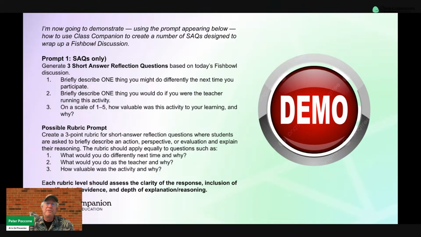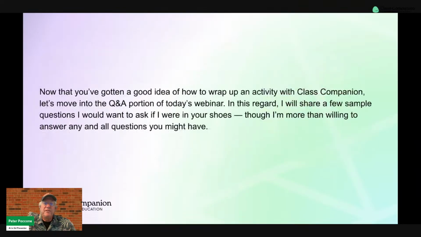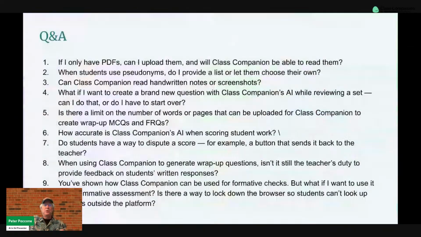Fish bowls, whatever the case might be. It's a long list. So now that you have an idea of how that works, what I would like to do is move this to the Q&A portion of today's webinar. And I've given you a whole bunch here that you can look over. I'm certainly willing to take any questions that you might have.